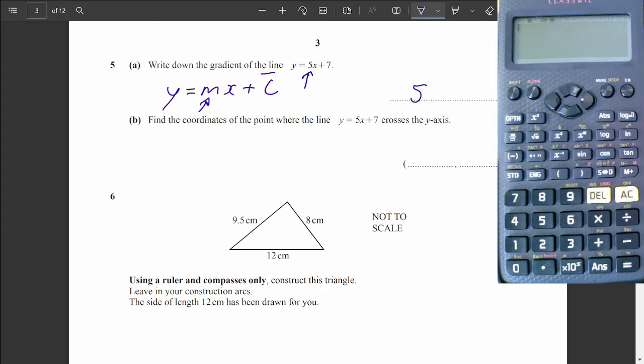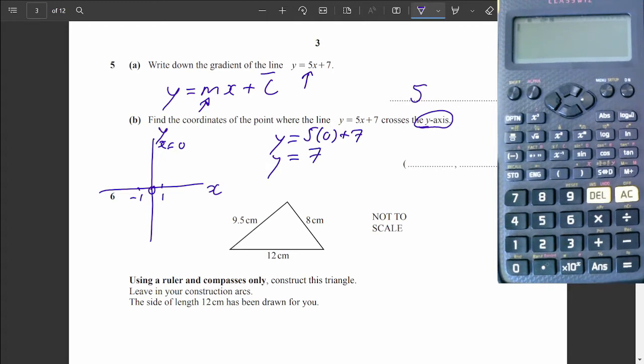Find the coordinates of the point where the line crosses the y-axis. Now what's important to remember, if I've got the y there, the x there, what do we know on the y-axis? This is 1, this is minus 1, x equals 0 on the y-axis. So all we need to do is change the x for 0 there. 5 times 0 is 0, so y is 7. Okay, and as we just said, when we cross the y-axis, the x coordinate is 0, so we put 0, 7.